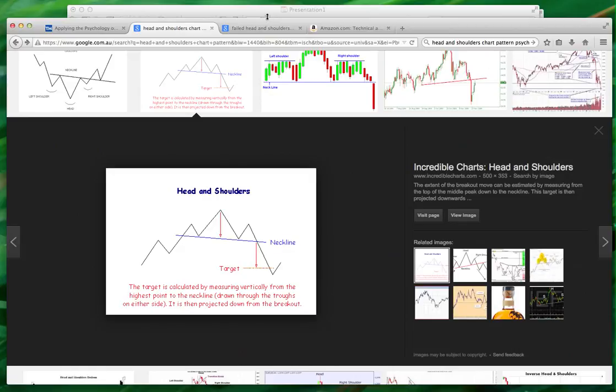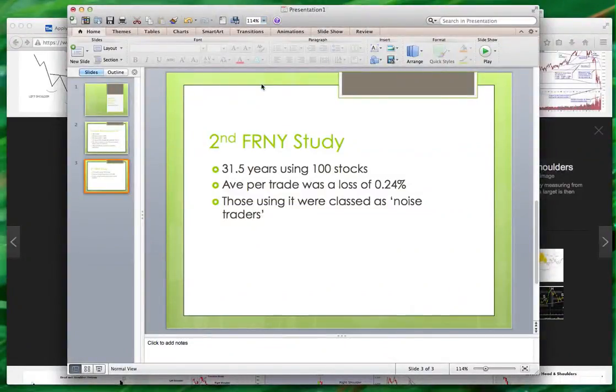Secondly, as I've explained, the success rate in independent studies. So these people, they're not trying to sell books on chart patterns. They're not trying to sell courses on chart patterns. They're just trying to investigate, why do people use them? Are they successful? And these independent studies have found that the head and shoulders pattern is unreliable.